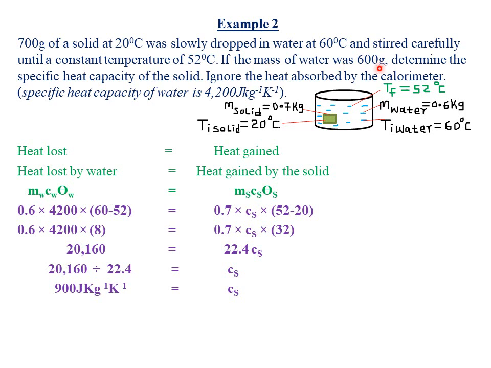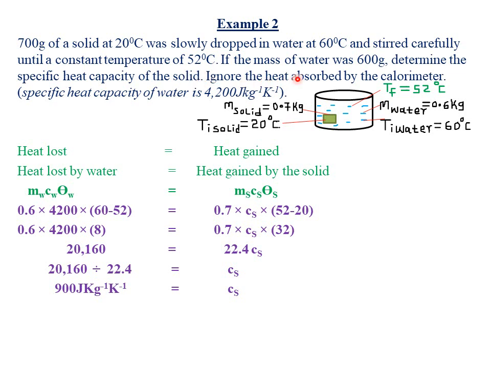So if the mass of the water was 600 gram, so M water is 600 gram. Of course, to convert 600 gram into kilogram, we simply divide it by 1000. So 600 divided by 1000 times 1 kg, you'll obtain a mass of 0.6 kg. Then determine the specific capacity of the solid. So we need to find the specific capacity of the solid, that is C solid.